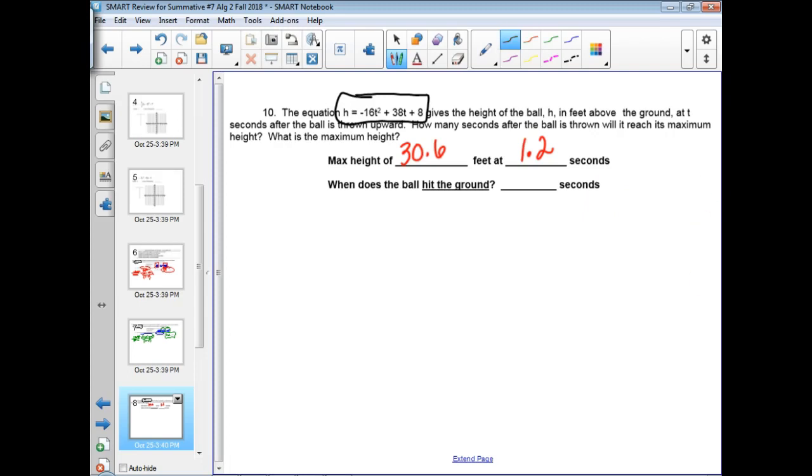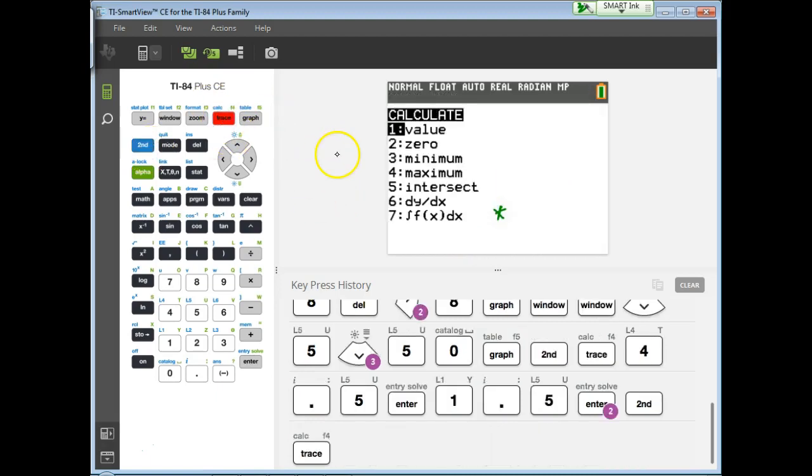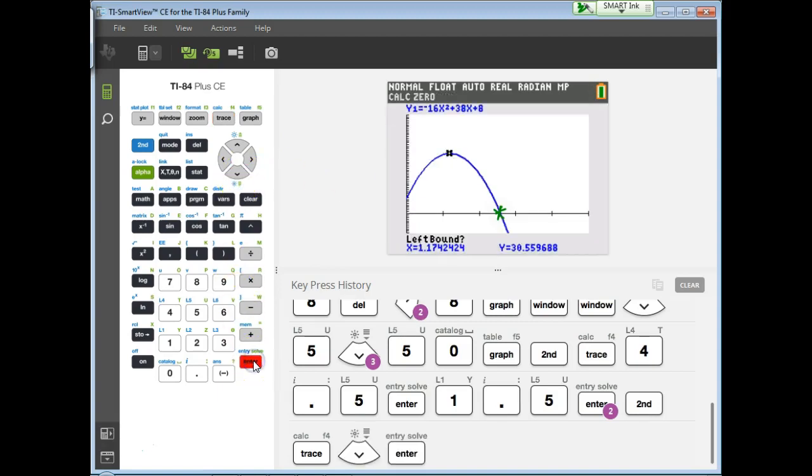So there's a follow-up question that says, when does the ball hit the ground? So a totally different question here. You're going to have to go back to the calc menu to choose a different command this time, because where it hits the ground is right here. Now, you can probably estimate it's about 2.5 seconds, but we're going to use our calculator to find it for real. So we're going to use this time the 0 command, because the hitting the ground is where the height is 0. And then just got to make sure your cursor's to the left, which we already are.